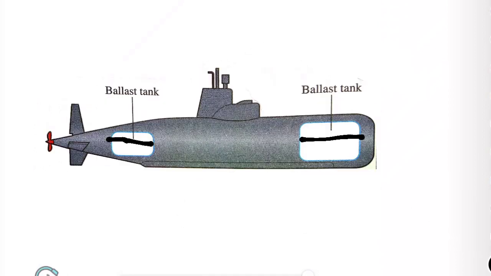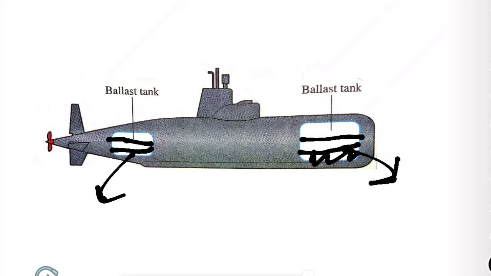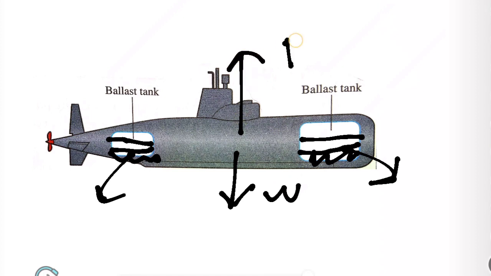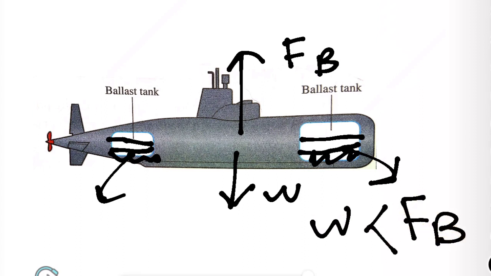How does the submarine rise again? The submarine will rise again by flowing out the water. By flowing out the water, the water level will decrease. When the water level decreases, the weight of the submarine will also decrease. The weight of the submarine is less than the buoyant force. When the weight of the submarine is less than the buoyant force acting on it, the submarine will rise.